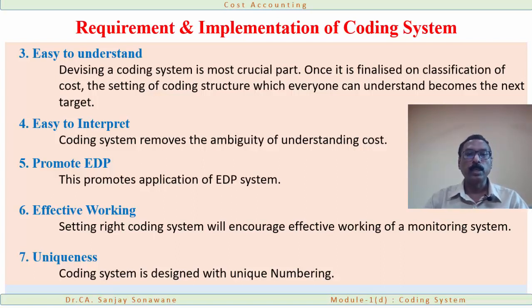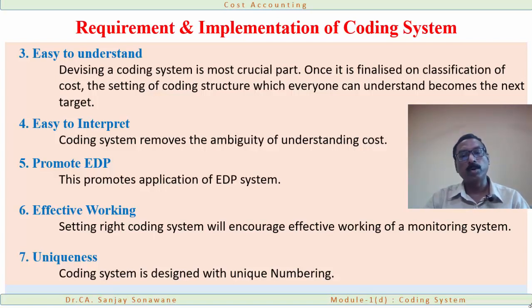The fourth one is easy to interpret. A coding system removes the ambiguity of understanding cost. So why are we developing a coding system? Because there should not be confusion in understanding what exactly we want to say. When codes are there, whatever we want to say about the cost is very much clear because every cost is assigned a specific code. So this coding system removes the ambiguity of understanding the cost.